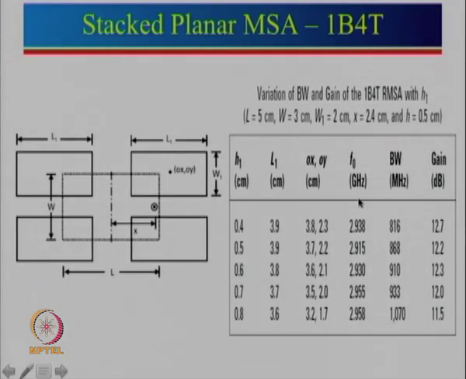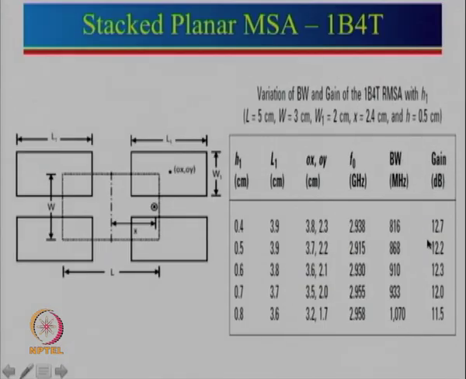Correspondingly we tried to keep the resonance frequency close to 3 gigahertz, or here 2.93 to 2.95 or 2.915. So, it is between 2.9 and 3, that was the idea, so that we can compare properly the effect of all these things. And over here we can see that the bandwidth is 800 megahertz to almost close to 1000 megahertz, or 1 gigahertz.